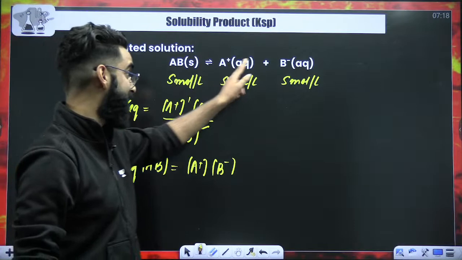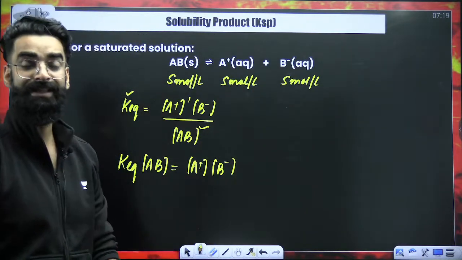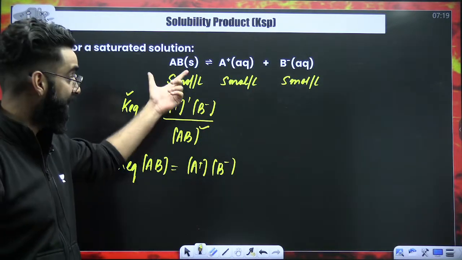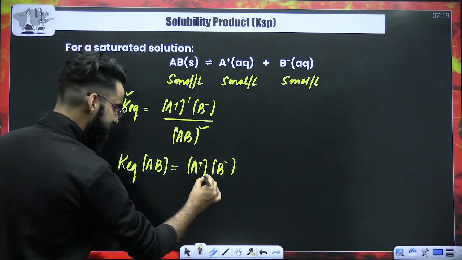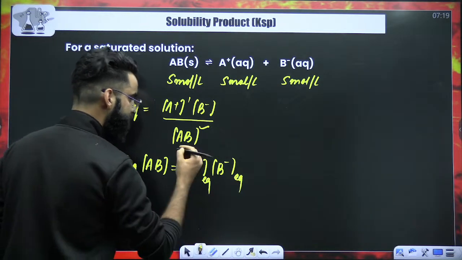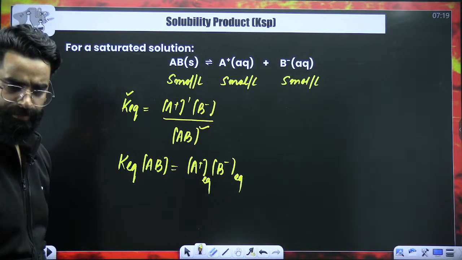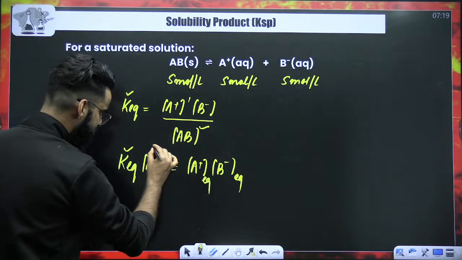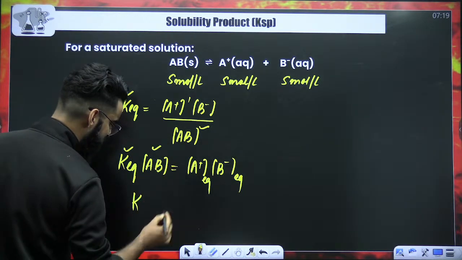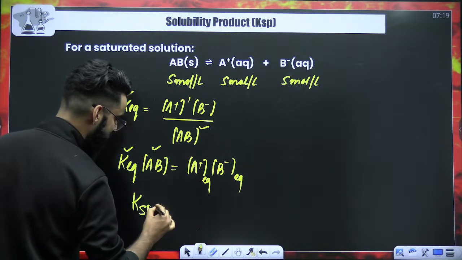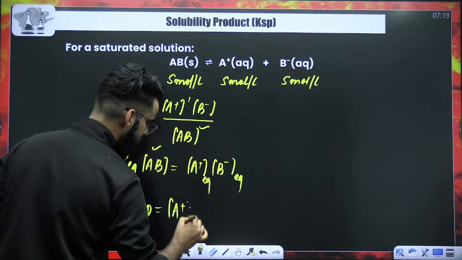And these are the concentrations at equilibrium. So basically the salt and its ions are present at equilibrium in the saturated solution. Now tell me one thing. This is constant, this is constant. Multiplication of these constants makes a new constant. That is what you call KSP. So how do you write the expression for KSP?